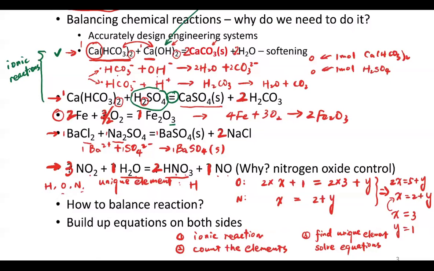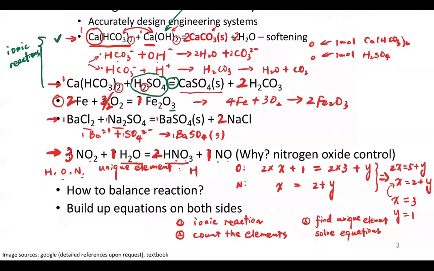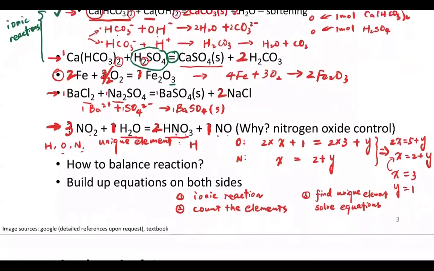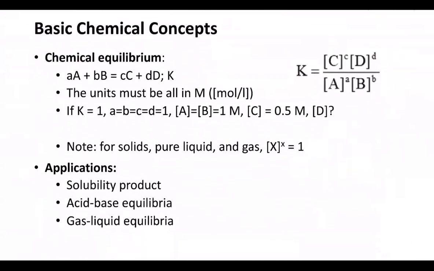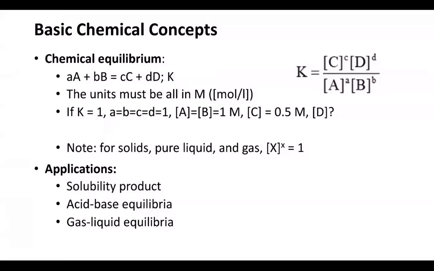Okay, so for all the reactions, none of them can happen completely. There's always a final state where both the reactants and the products coexist. We're talking about a final state that basically takes a very long time. It can be days, months, years, or thousands of years. So we're talking about that final state. The chemical equilibrium determines what the final state looks like.